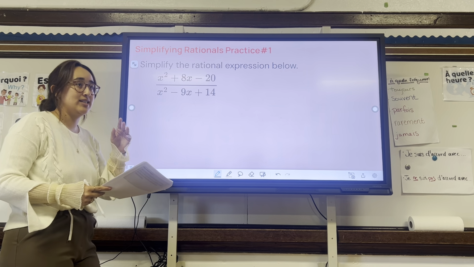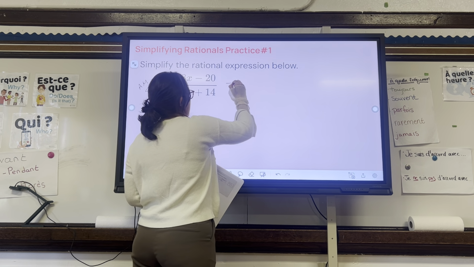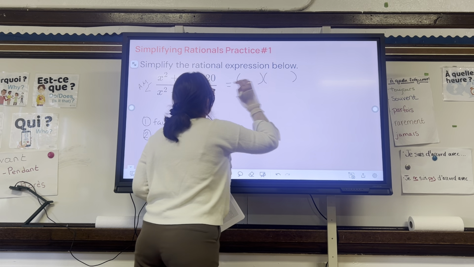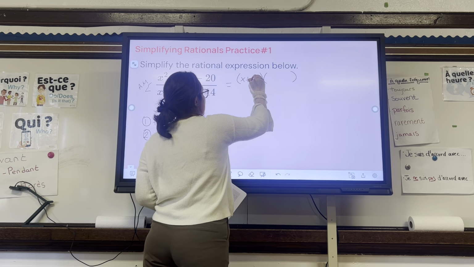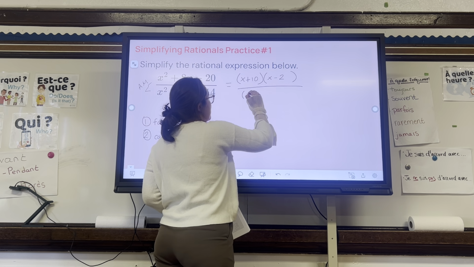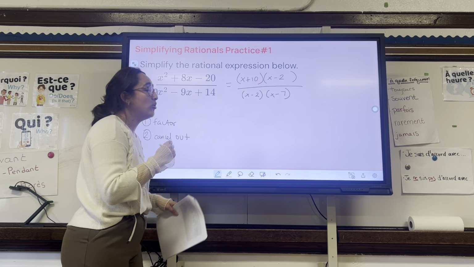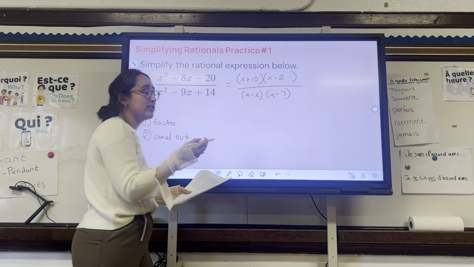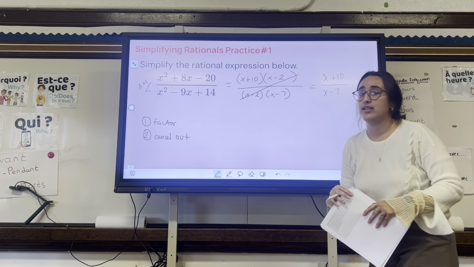So, step 1, factor. Both of these are going to use AC factoring. This is going to be 2 and 10. So this is going to be x plus 10, x minus 2. And then the bottom is going to be x minus 2, x minus 7. All right, so the only factor that we can cancel out is this. So your final answer is x plus 10 over x minus 7.